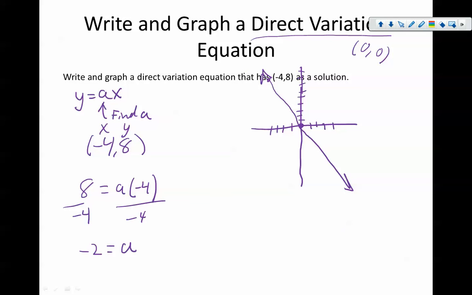Therefore, the graph is right here. It goes through 0, 0. It goes through that point. My equation is y equals -2x. So there's my graph, and there's my equation. Again, all I had to do was find the rate of change. I did that by taking this x value, plugging it in, taking the y value, plugging it in.